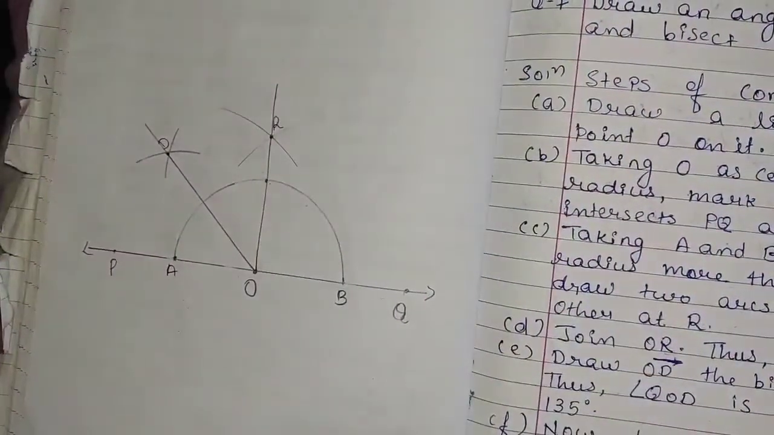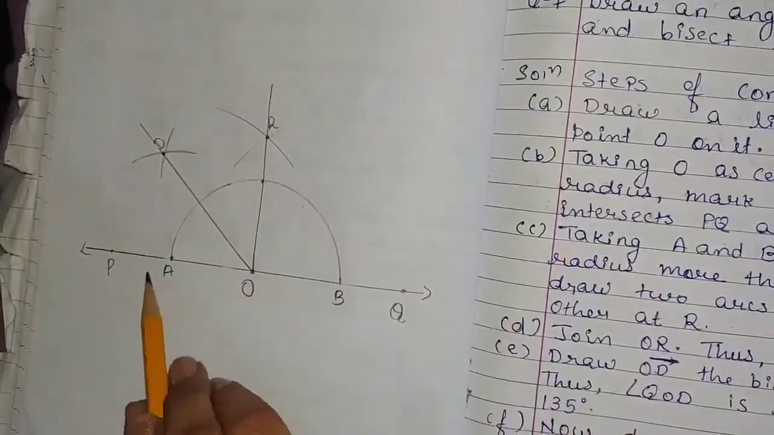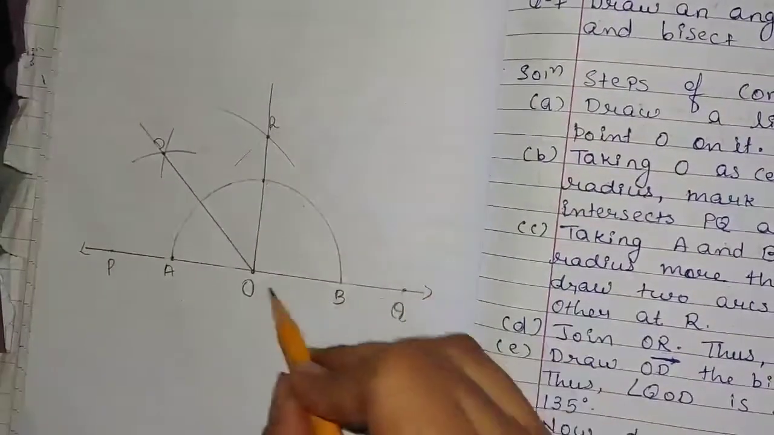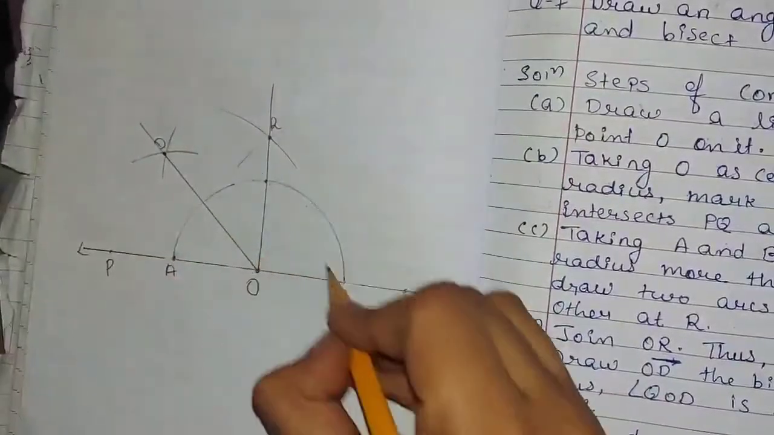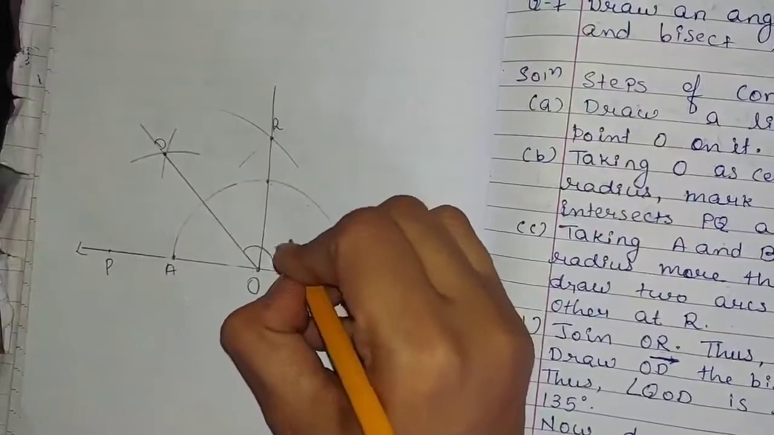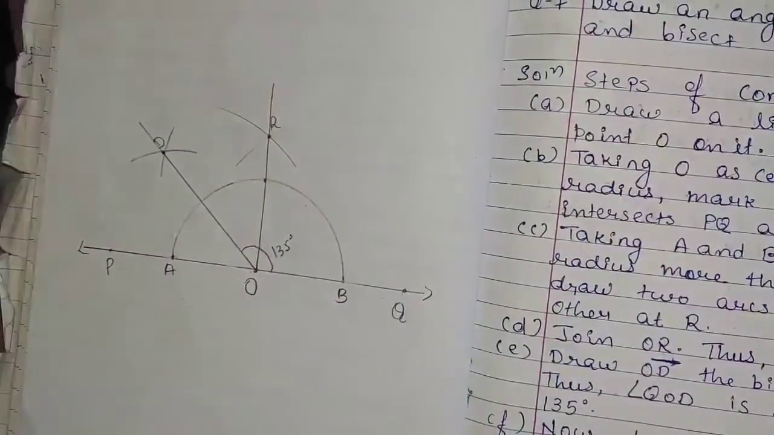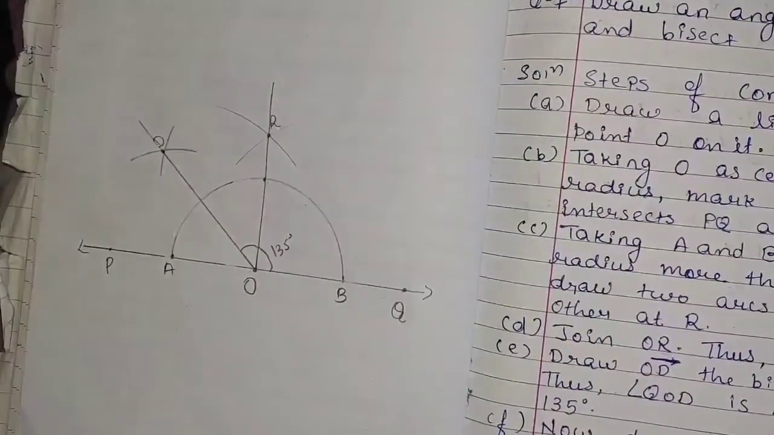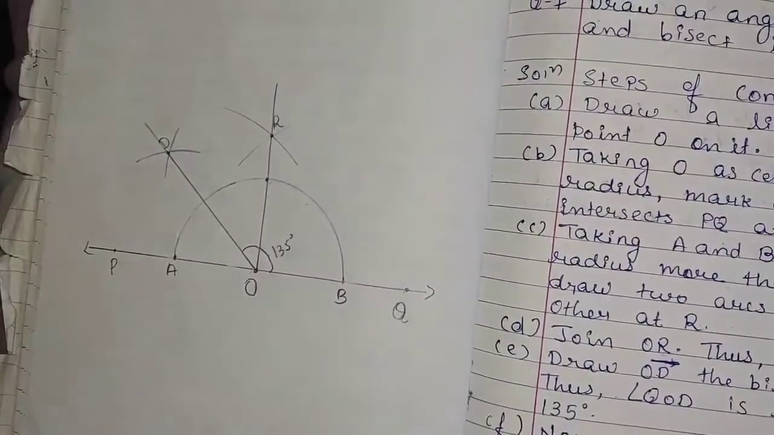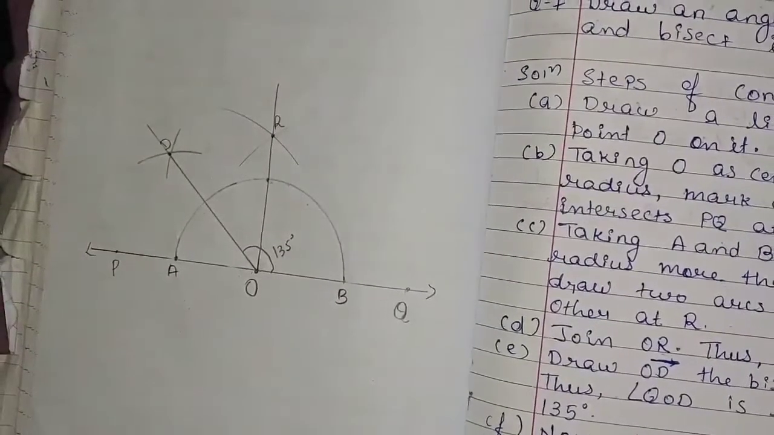Now students, this is the bisector of POR. But the entire angle, you can focus on QOD. This entire angle is 135 degrees. So we have constructed 135 degrees, but in the question it is also asked to bisect 135 degrees. So let us bisect 135 degrees.